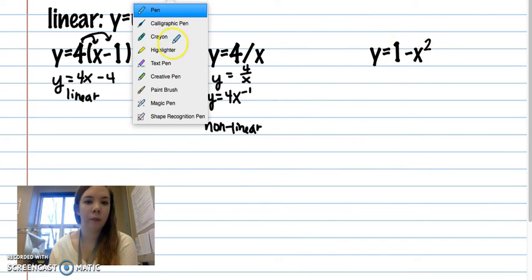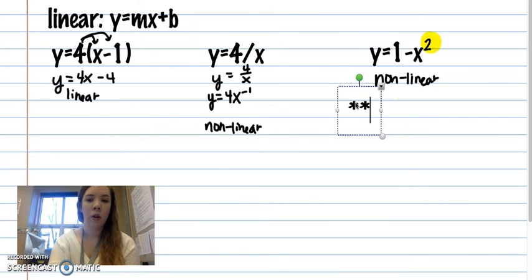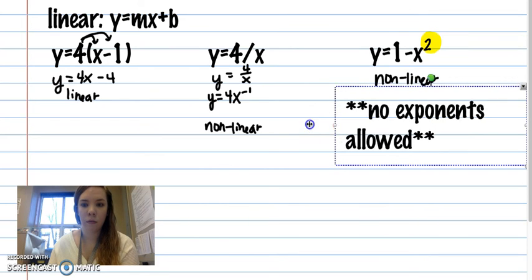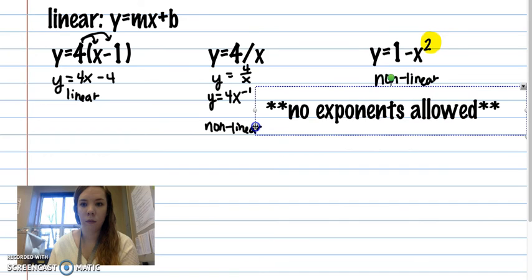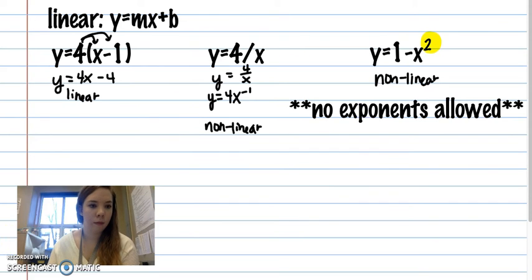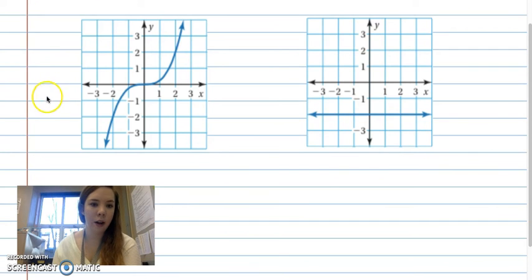And then same here. I have an exponent. This cannot be written in this way. It is nonlinear. Okay, so no exponents allowed. When looking at a graph, it's usually pretty apparent. So this is definitely not a straight line, it's curved, so it is nonlinear.